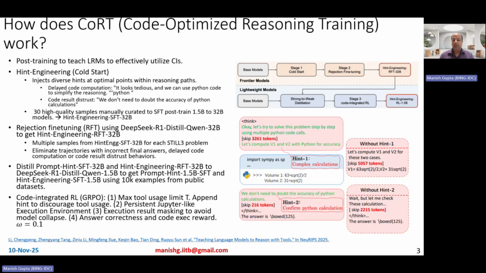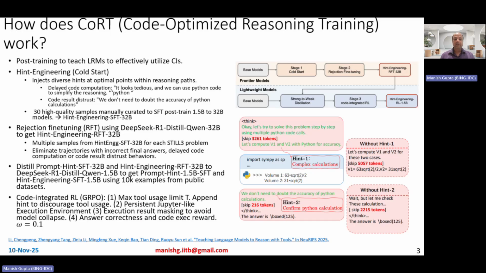Second, the code environment used is a persistent Jupyter-like execution environment, so that it has access to variables and output from previous executions of the code, making it more optimized with lesser token usage. Third, they perform execution result masking to avoid model collapse. If there is a whole bunch of tool usage, the model may lose its strength to do its own textual reasoning. So to avoid that, for some of those samples they mask out a few tokens from the execution result, to avoid this model collapse, right?